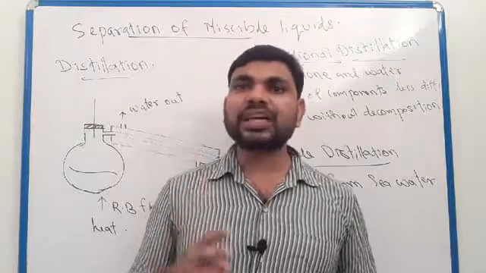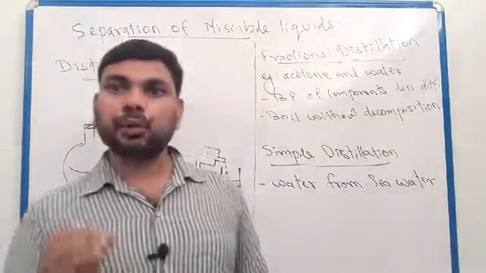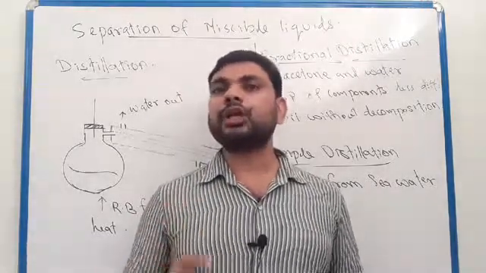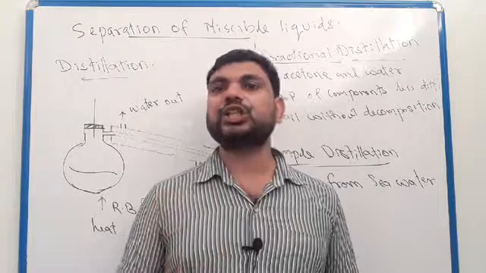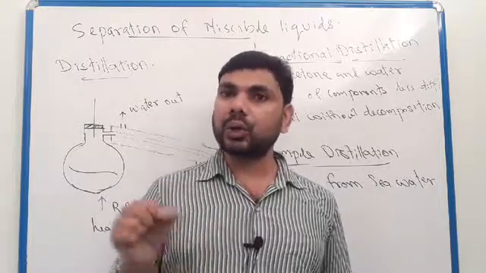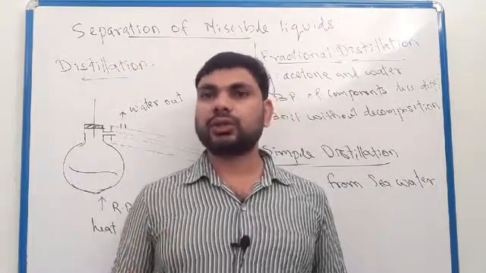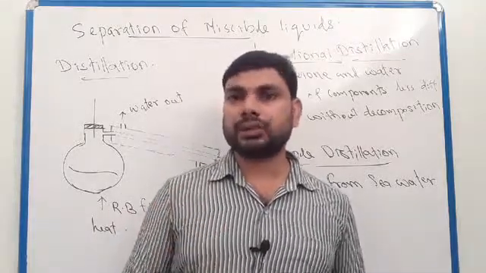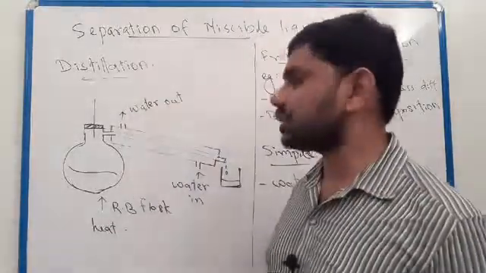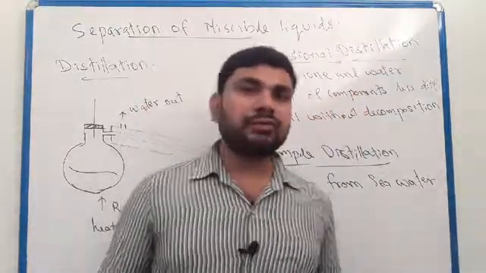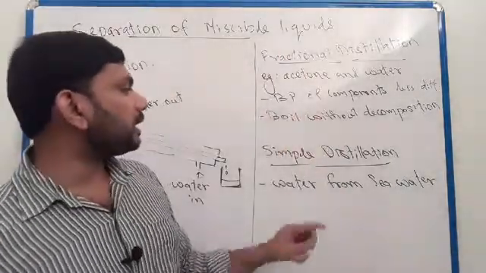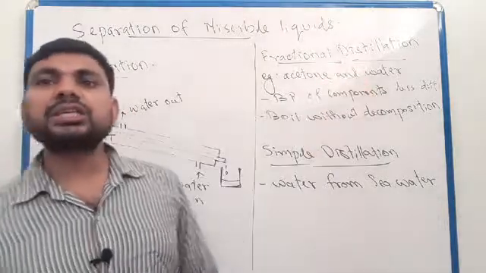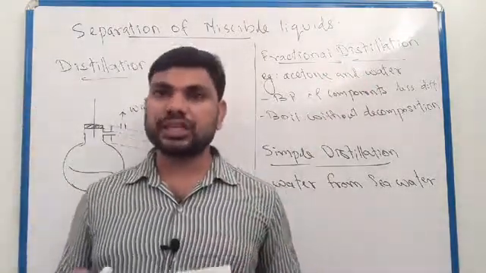There are two different types of distillation. Distillation means the process by which we separate miscible liquids. Miscible liquid means two liquids that mix with each other, for example alcohol in water, acetone in water. These types of mixtures are miscible liquids. We will discuss two types of distillation: simple distillation and fractional distillation.